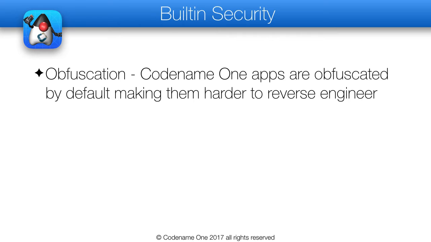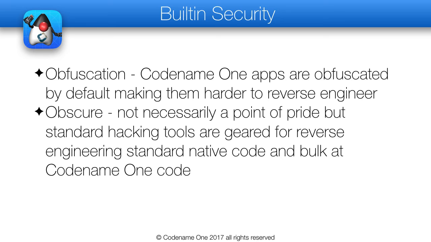Codename One obfuscates its code. This isn't a complete roadblock to a hacker. A diligent hacker can get around obfuscation. Still, it makes reverse engineering an application harder. Obfuscation is especially hard to deal with in Codename One, even compared to native code.